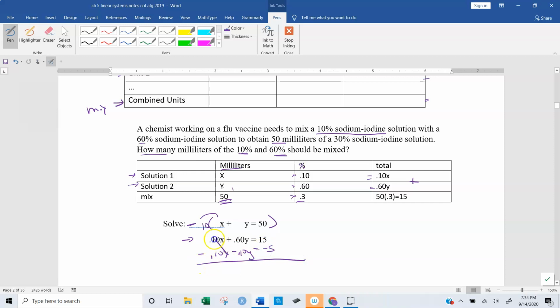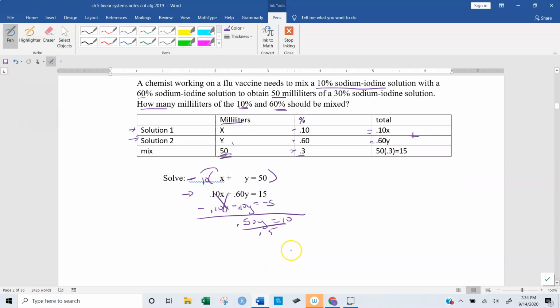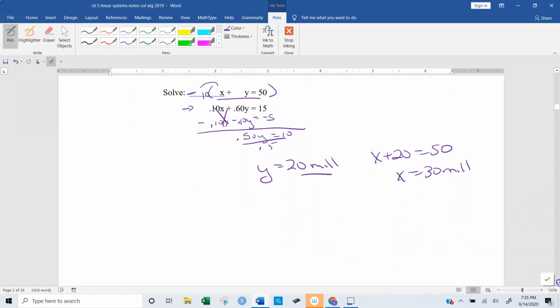Okay, let's add these up. And we're going to get 0.5y equals 10. Divide by 0.5, and we get 20. So y equals 20 milliliters. Well, if y is 20 milliliters, and I know x plus y is 50, that means x plus 20 has to equal 50, so x has to equal 30 milliliters. So I need 20 milliliters of the 60% solution and 30 milliliters of the 10% solution to create my 30% solution and get 50 milliliters.